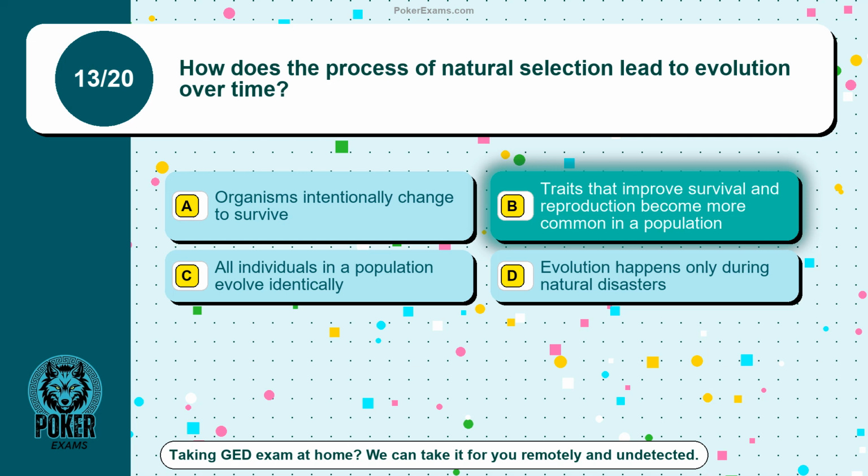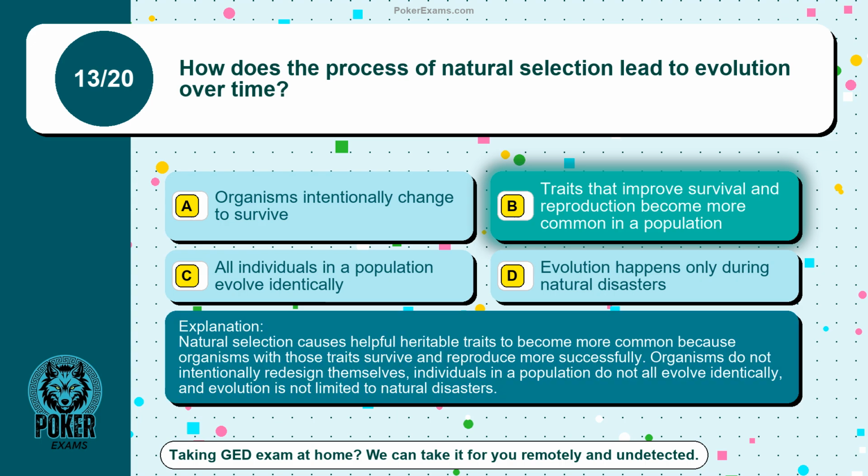The correct answer is option B. Traits that improve survival and reproduction become more common in a population. Natural selection causes helpful heritable traits to become more common because organisms with those traits survive and reproduce more successfully. Organisms do not intentionally redesign themselves, individuals in a population do not all evolve identically, and evolution is not limited to natural disasters.